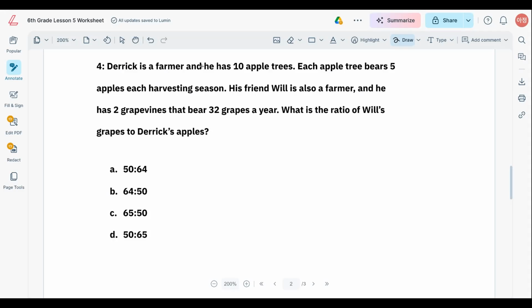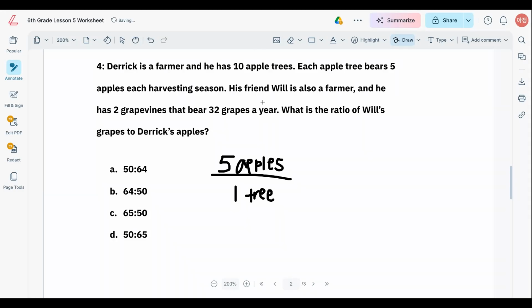So Derek is a farmer and he has 10 apple trees, or he has 5 apples for each apple tree, and he has 10. So hold on, let me write this better. So each apple tree bears 5 apples. So let's just write 5 apples for 1 tree, right?